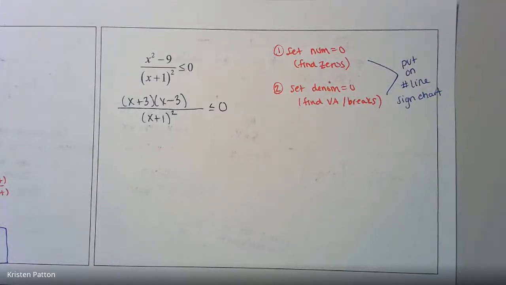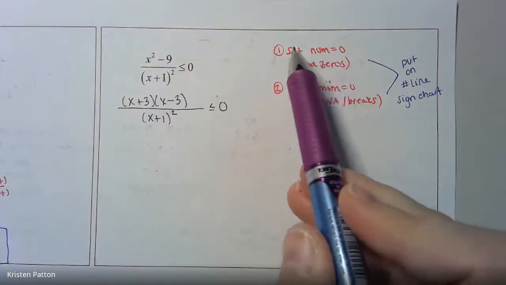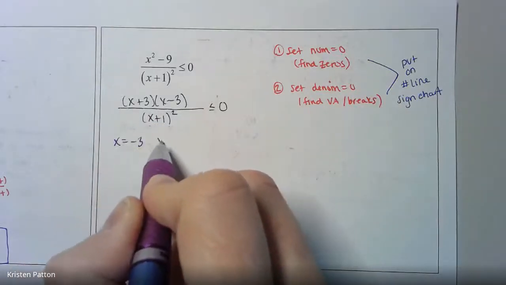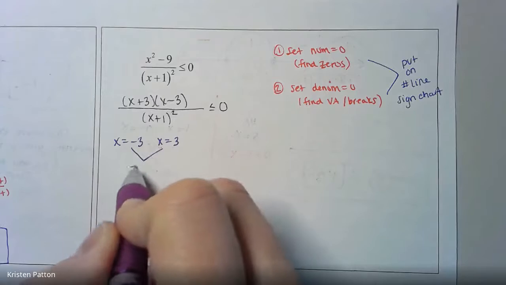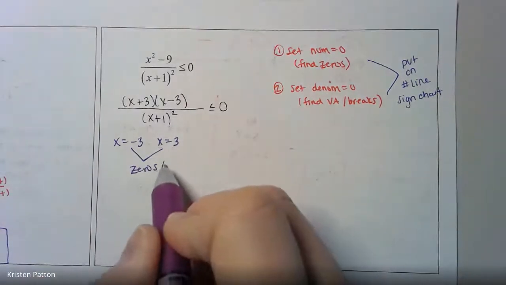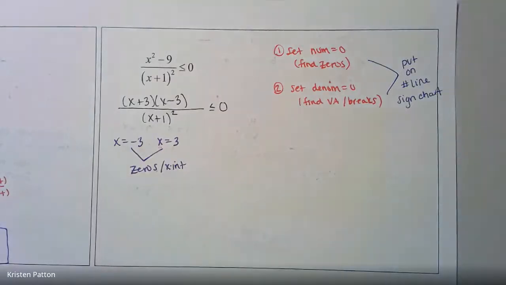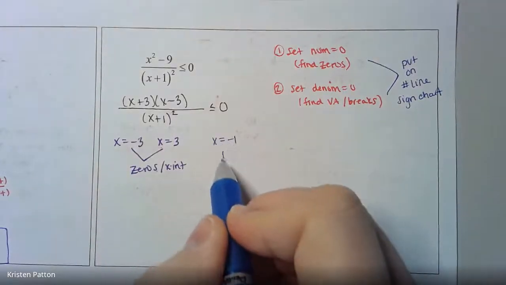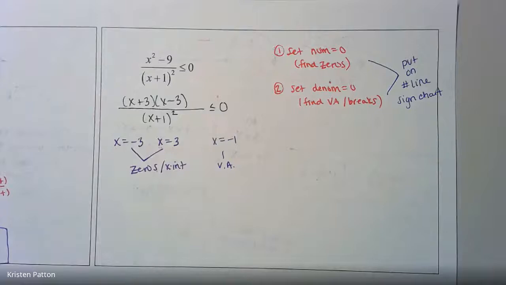But why I like to do it like this is for two reasons. One, it's very easy to set the numerator equal to 0 because we see it, right? So these are my zeros, or x-intercepts. And then we're going to set the denominator equal to 0, which is x equals -1, and that's my vertical asymptote.